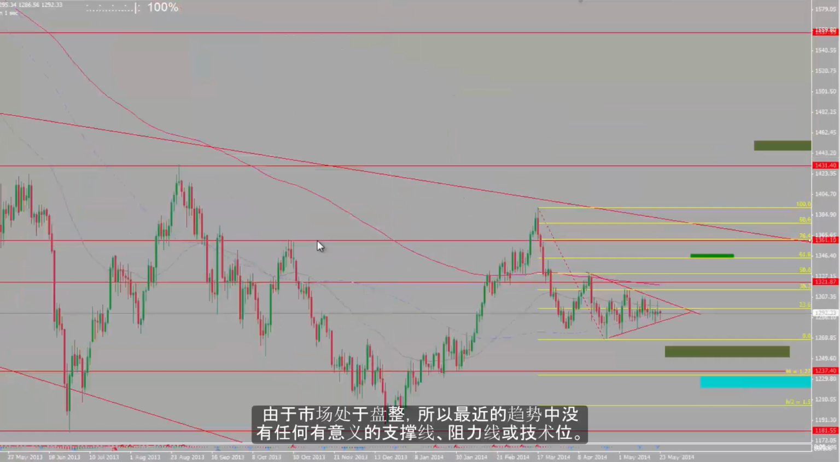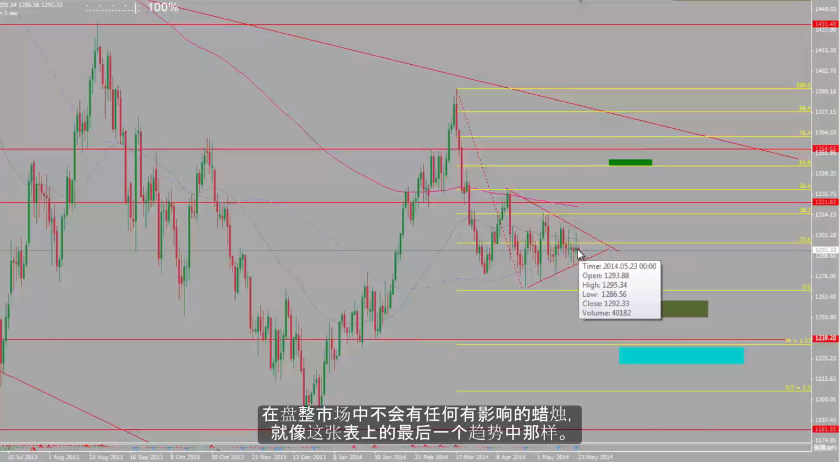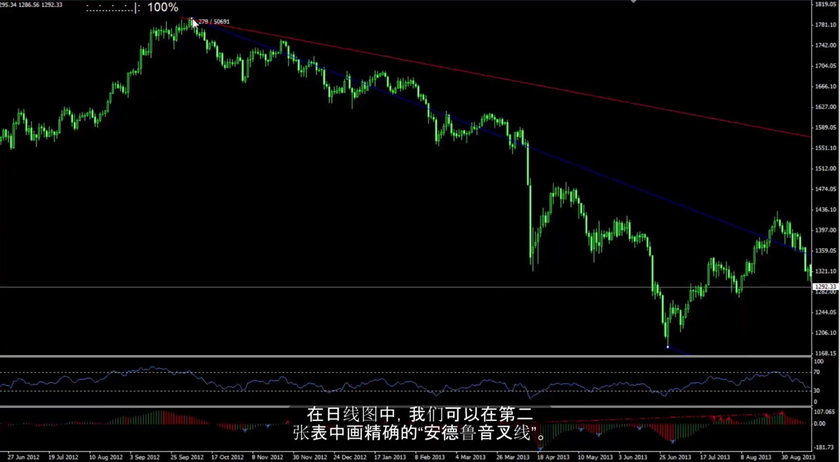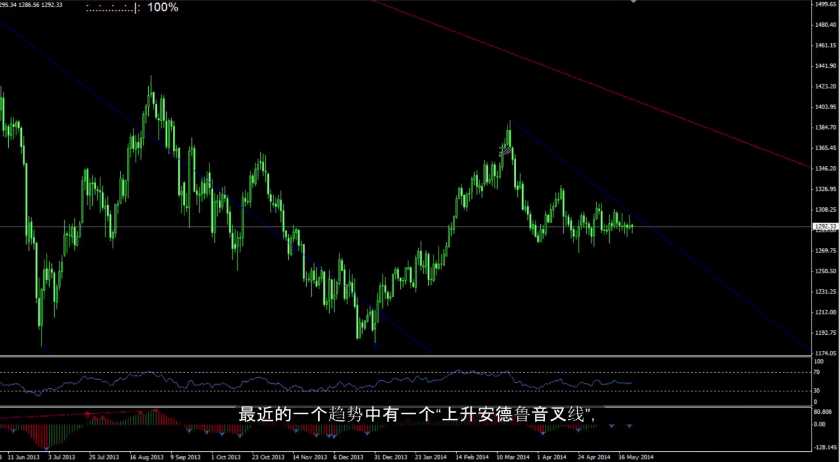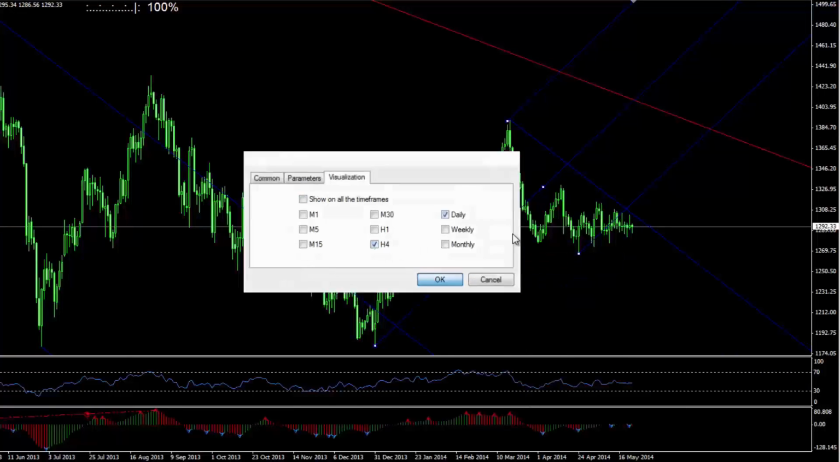Due to a range market, there are no significant support or resistance lines or levels on the most recent trend. There would not be any remarkable candlestick in a range market, like the last trend on this chart. Andrew's pitchfork on the second chart can be relocated more precisely on a daily time frame. There is a bullish Andrew's pitchfork on the latest trend. Its visibility properties should be modified.